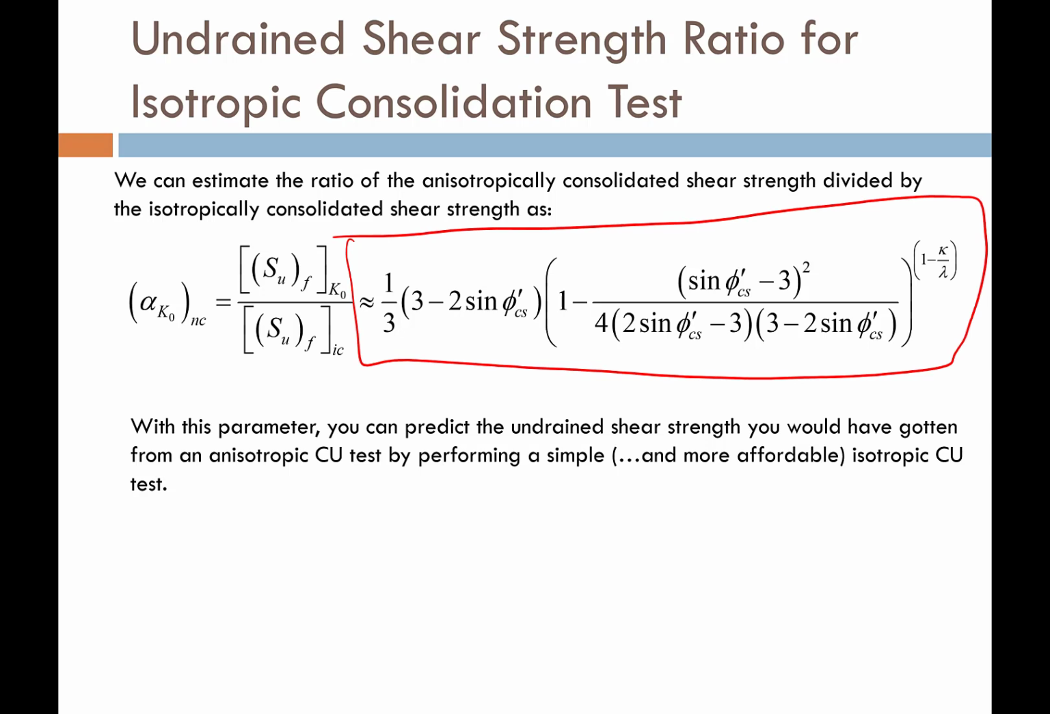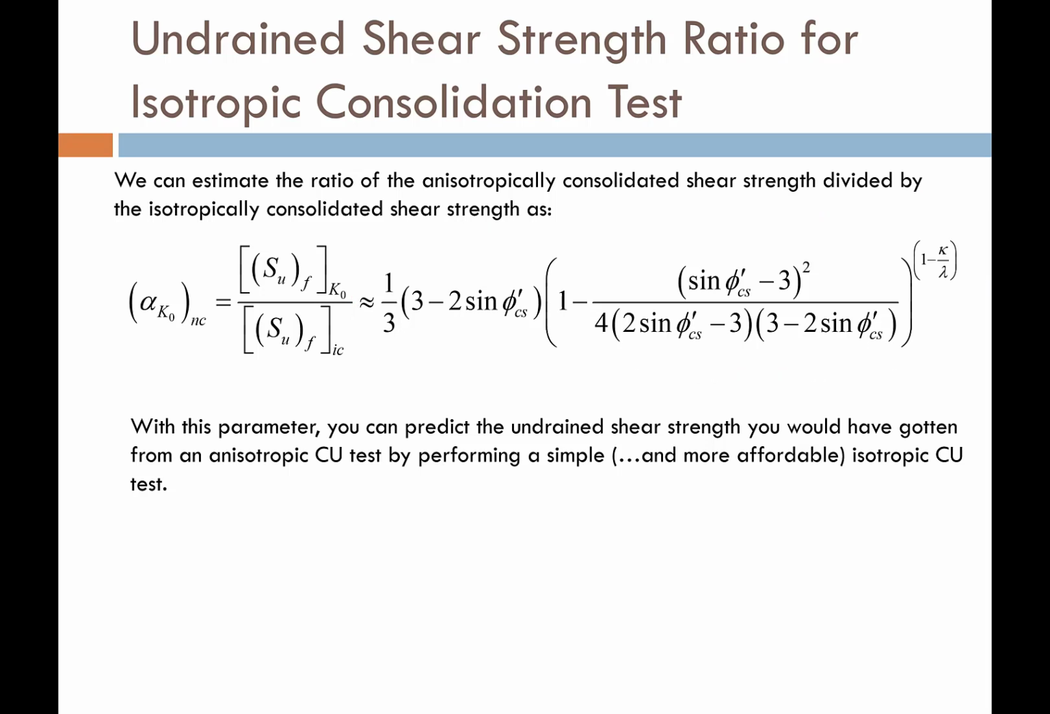And again, this is all based on our elliptical critical state model that we talked about in the part 2 lesson. So the real value of this is that we can approximate what we get from an anisotropic CU test, but only pay the money to perform an isotropic CU test, which is much more affordable.